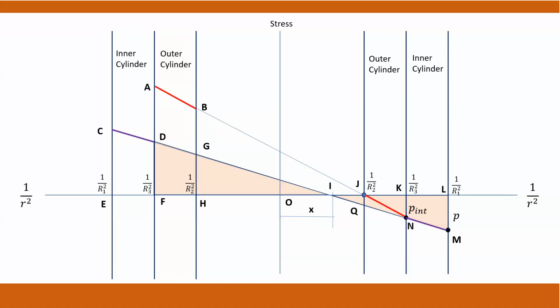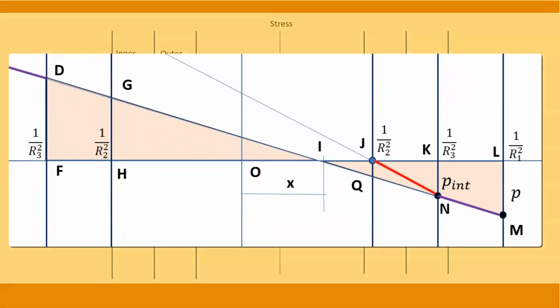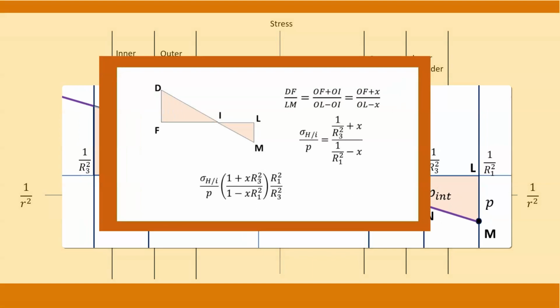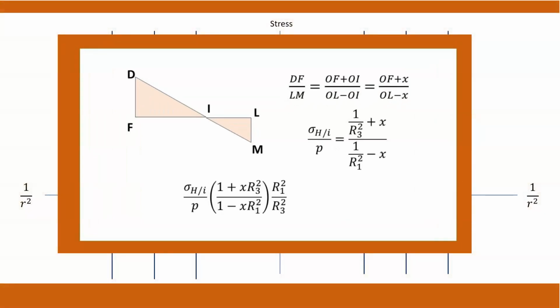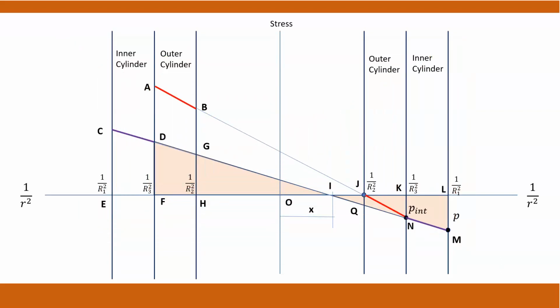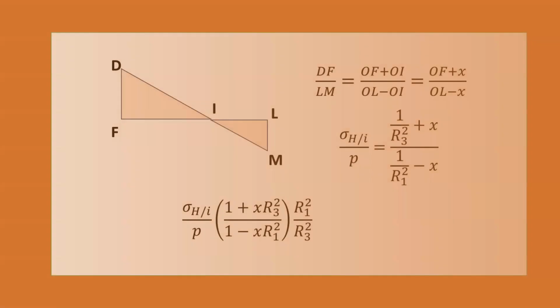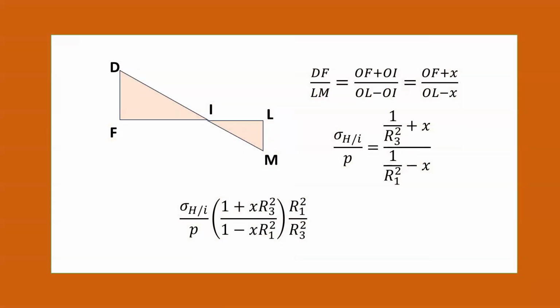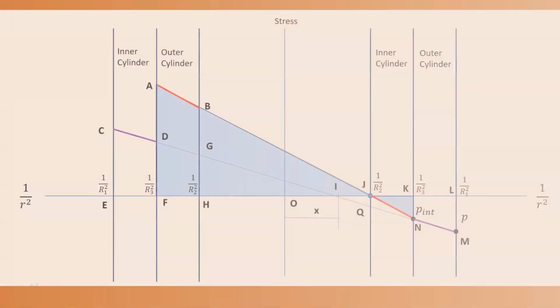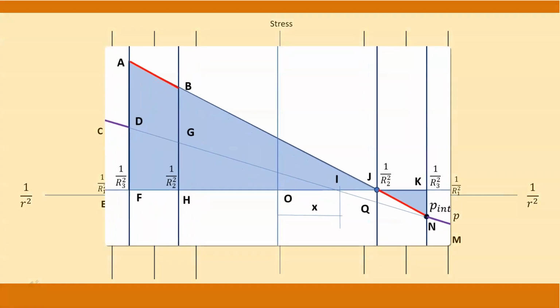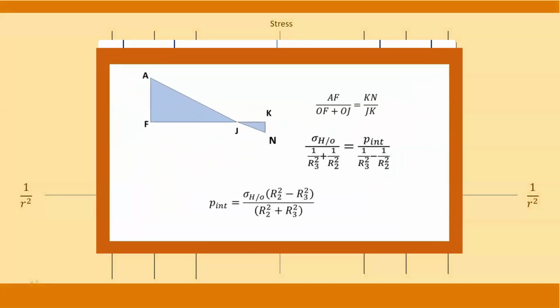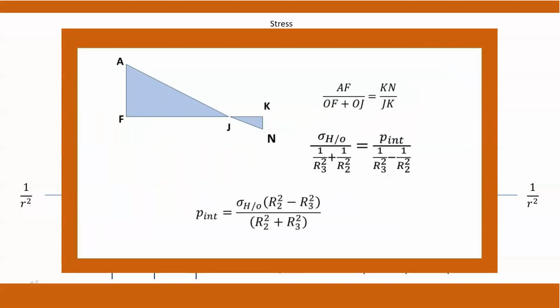We can write 3 relationships referring to the stress lines in the diagram. First, consider the triangles DFI and ILM. From these 2 triangles we can obtain a relationship between x, applied pressure, P, and the hoop stress at the interface radius for the inner cylinder, sigma_Hi. Next, consider the triangles AFJ and JKN. From these two triangles we can obtain a relationship between interface pressure due to applied internal pressure and interface hoop stress for the outer cylinder, sigma_Ho.